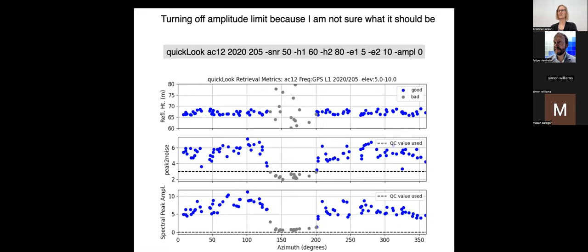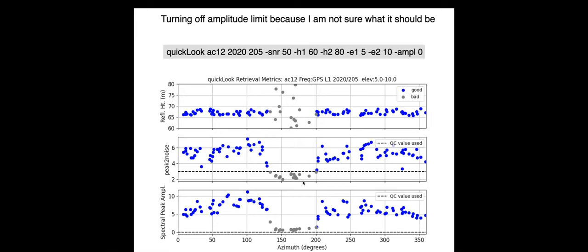Here's why I showed you that island is blocking certain azimuths. The blockage was to the south. If you throw this data into Quick Look, you can see that I have all these good blue areas, and then it falls apart right in the south where we expected it to fall apart. The other thing is, I wasn't sure what the amplitude value would be, so I turned it off. It's perfectly okay to set the amplitude to zero and just use peak to noise, which in this case looks like the blues are all well above 4.